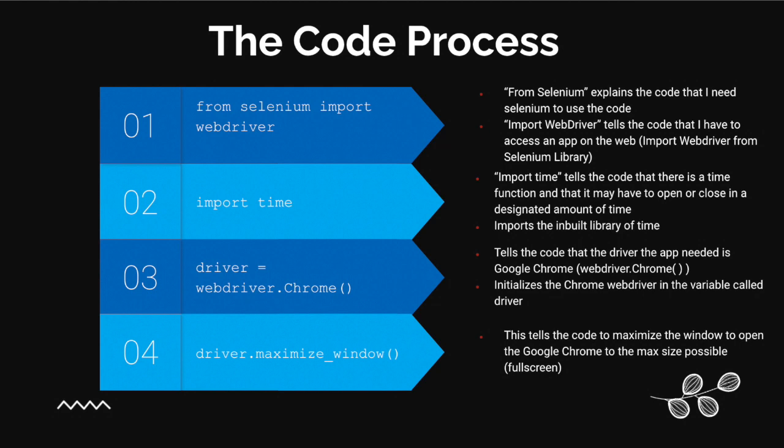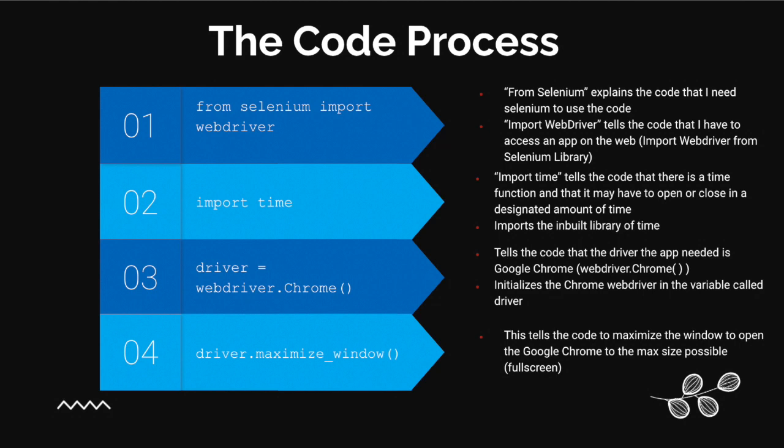Second, import time. It tells the code that there is a time function and that it may have to open or close in a designated amount of time. It imports the inbuilt time library. Third, it tells the code that the driver, the app needed, is Google Chrome, which is called webdriver.Chrome(), as shown. It initializes the Chrome WebDriver in the variable called driver.